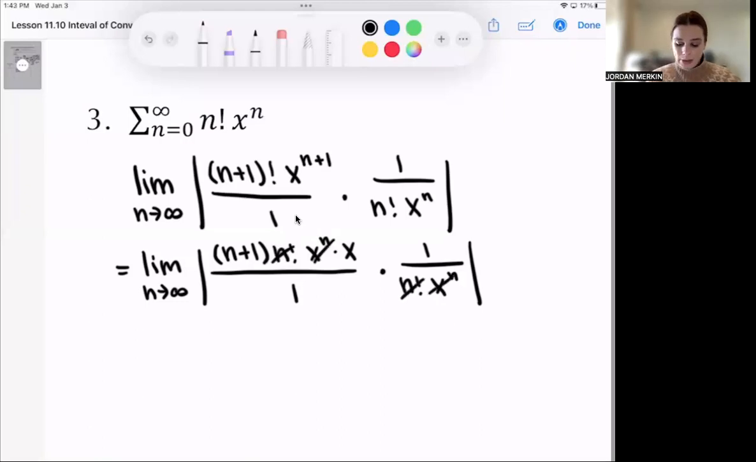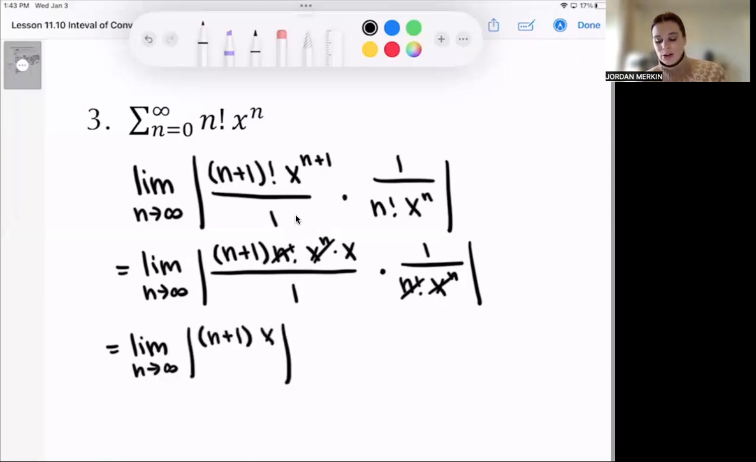Okay. And we have the limit as n approaches infinity of the absolute value of n plus 1 just times x. Well, this actually goes to infinity. So this series, over 1, right? But it doesn't matter what happens, or what x is. It's not going to converge.